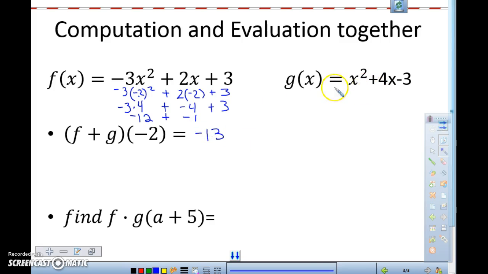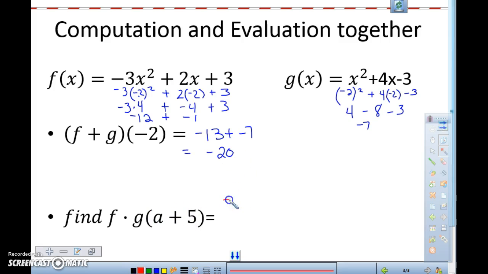And then I'm going to come over here and put negative 2 in. So we get 4 minus 8 minus 3, negative 7. So we're going to get negative. We can also do any other kind. We can just simply do multiplication, and we're putting in a plus 5. So we would have to put a plus 5 everywhere we see an x.